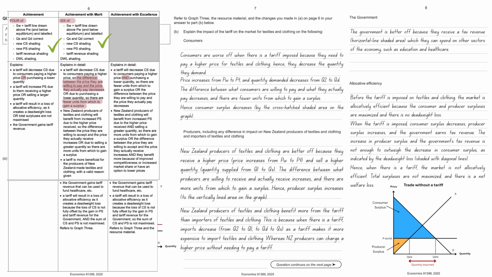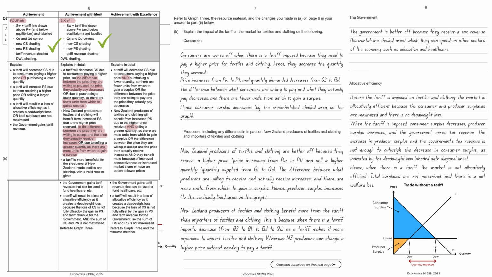For producers, for merit, you would say that New Zealand producers of textile and clothing will benefit from the increased producer surplus due to the higher price received, so the difference between the price that they're willing to accept and the price they actually receive increases, or due to them selling a higher quantity, so there are more units from which to gain a surplus. And then you've got to talk about the difference between the New Zealand producers who make the clothes and the ones who import it. So the tariff is more beneficial for the producers of New Zealand-made textiles and clothing with a valid reason.